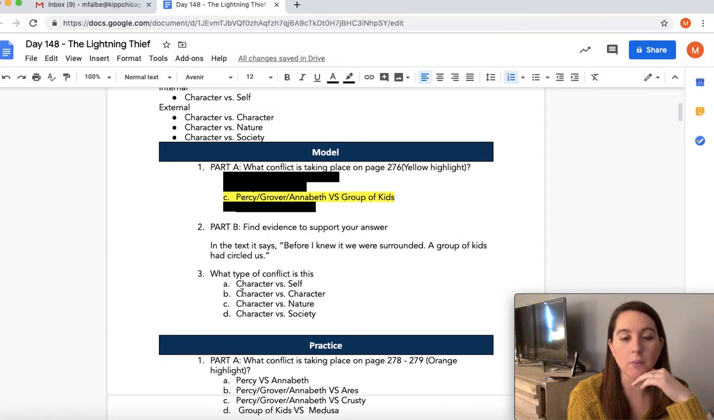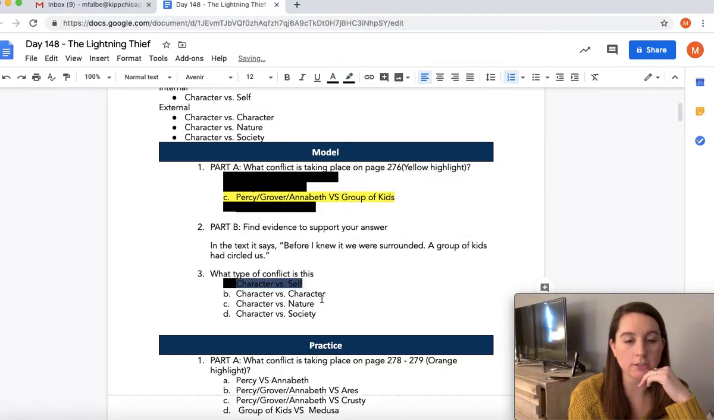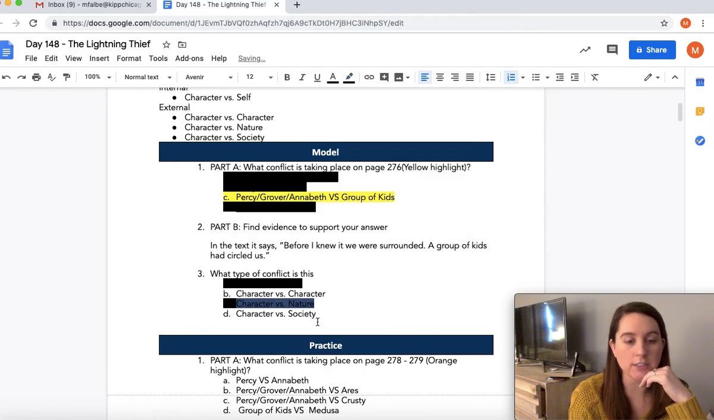And then I want to look at what type of conflict this is. Character versus self? No, because it's with other characters. Character versus character? Character versus nature? No, there's nothing that has to do with nature there. Character versus society? There's really nothing that has to do with the laws there. So our answer would be character versus character.